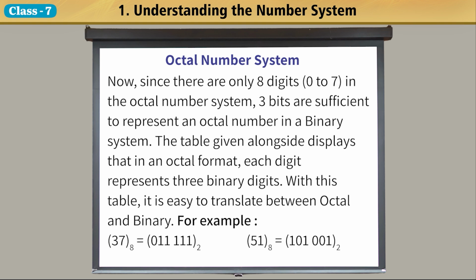Now, since there are only 8 digits, 0 to 7, in the octal number system, 3 bits are sufficient to represent an octal number in a binary system. The table given alongside displays that in an octal format, each digit represents 3 binary digits. With this table, it is easy to translate between octal and binary.